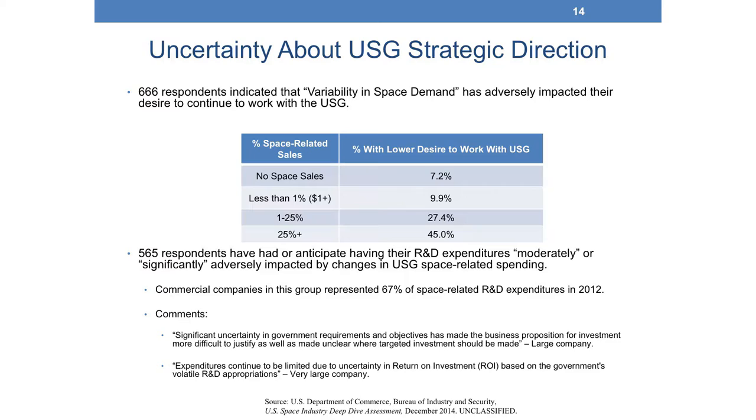All right, some of these, it's a little more detailed, but the theme of the next two slides is uncertainty with the government, the variability of demand. The companies that said they have 25% or more of their business with the government have less of a desire to continue to work with the government. They are tired of working with the government. We need to do a better job enticing companies to want to work with the government. And again, the Northrops, the Boeings, these guys will be there till the end of the earth, okay? It's the other companies below them in the supply chain.